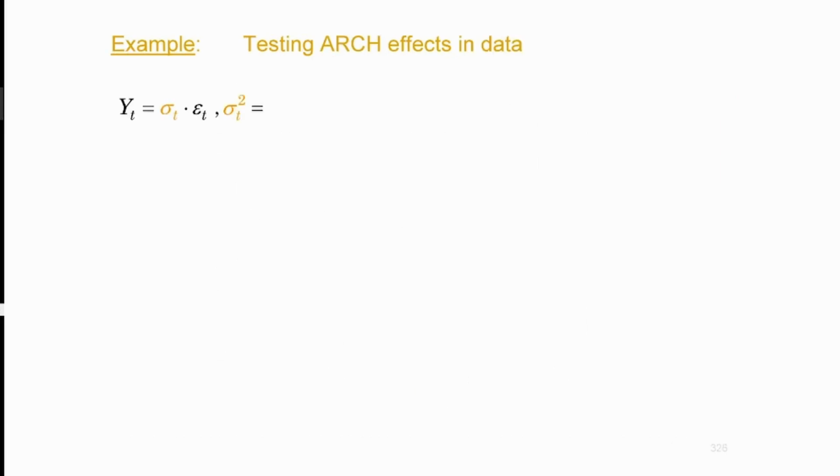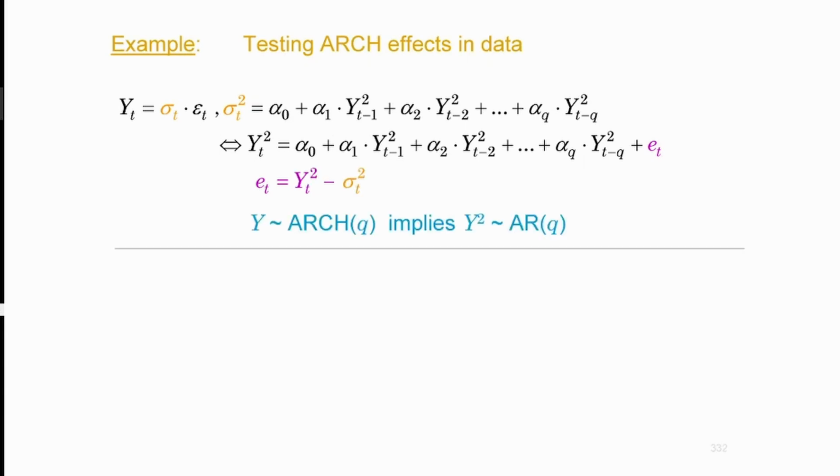How would you test this? Now, there is one alternative, a simple one. Again, this is not the only one. You can simply estimate the model and test the significance of the parameters, and so on. That's a simple approach, based on the fact that ARCH models imply autoregressive models of the squares. Okay, let me tell you this.